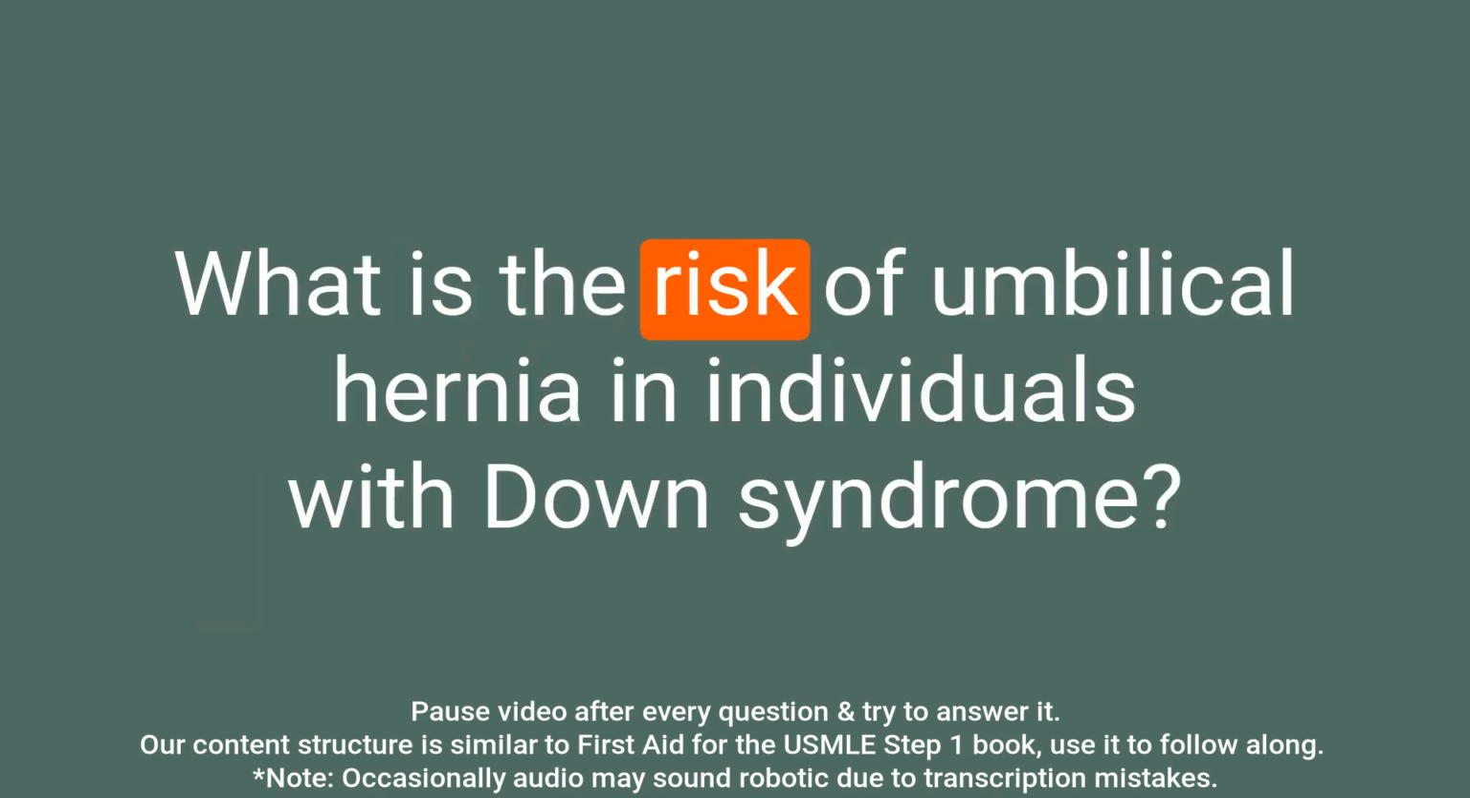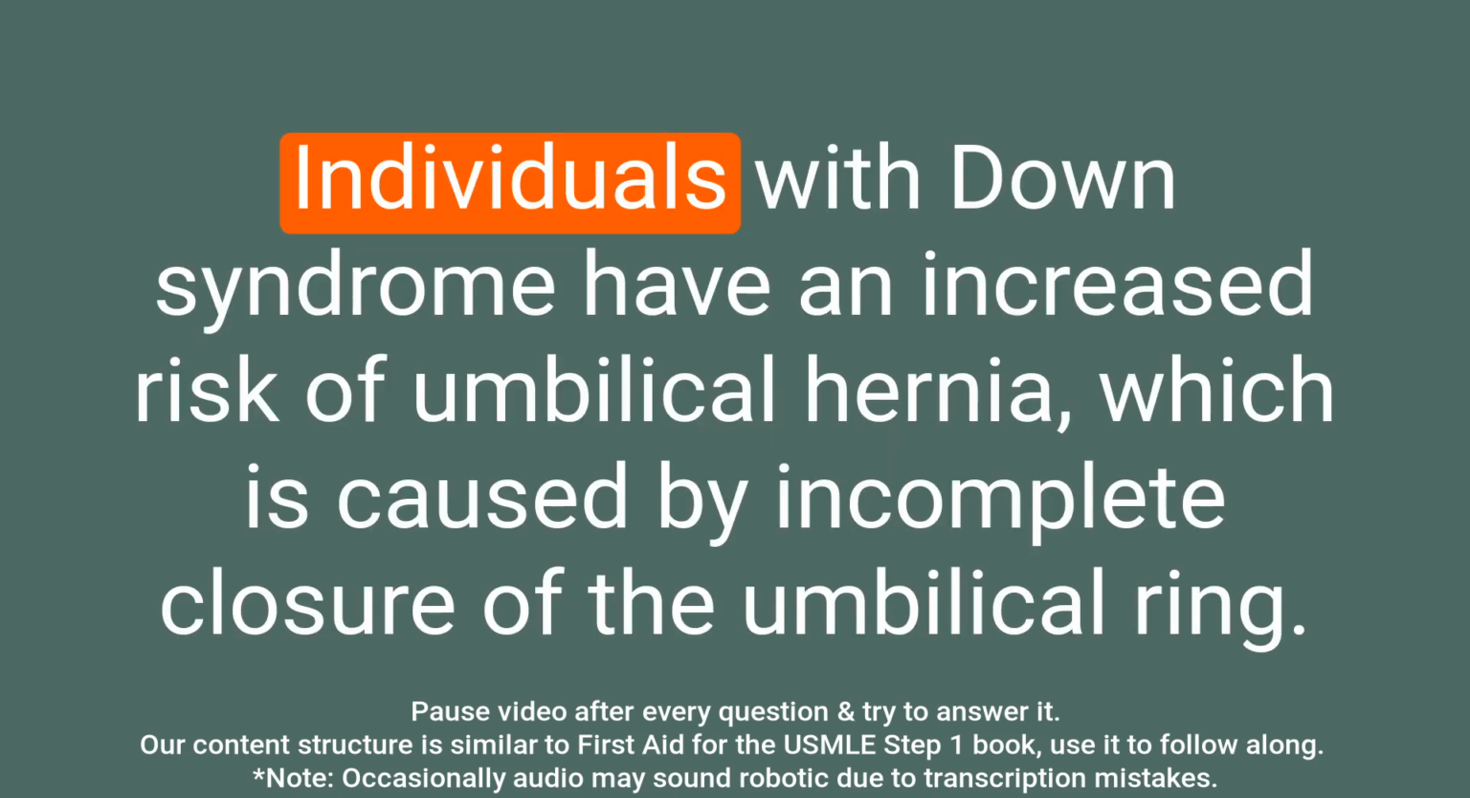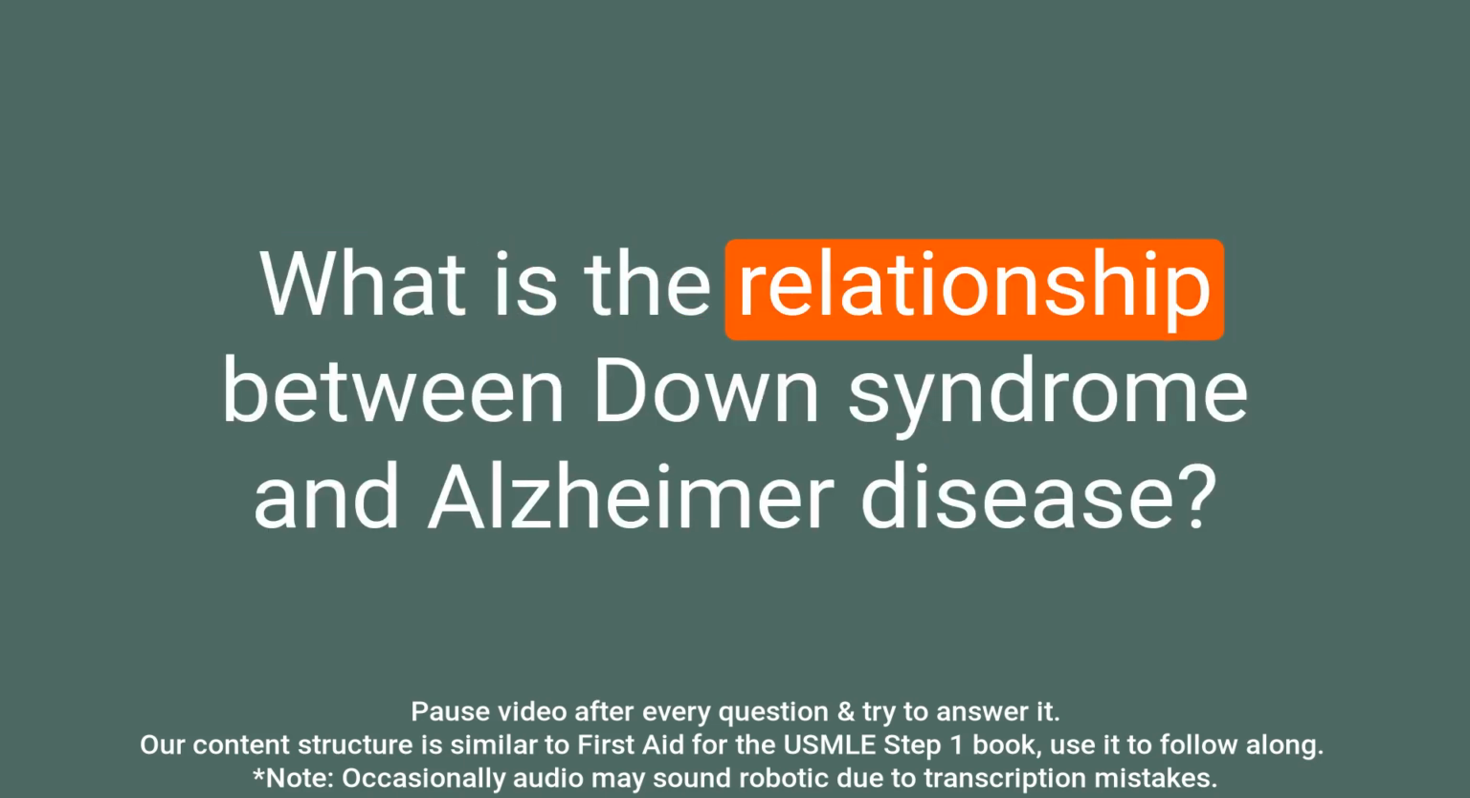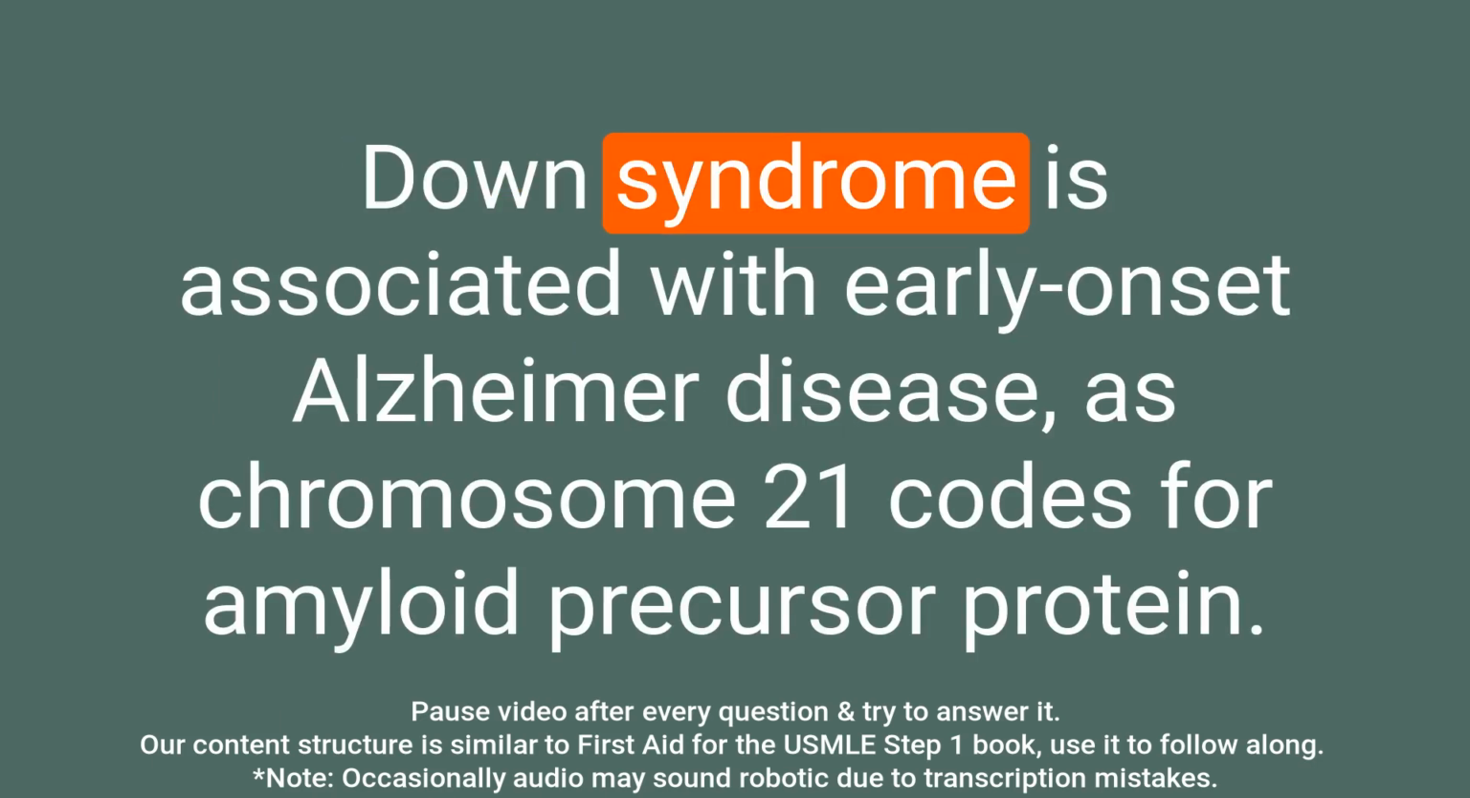Question: What is the risk of umbilical hernia in individuals with Down syndrome? Answer: Individuals with Down syndrome have an increased risk of umbilical hernia, which is caused by incomplete closure of the umbilical ring. Question: What is the relationship between Down syndrome and Alzheimer disease? Answer: Down syndrome is associated with early-onset Alzheimer disease, as chromosome 21 codes for amyloid precursor protein.